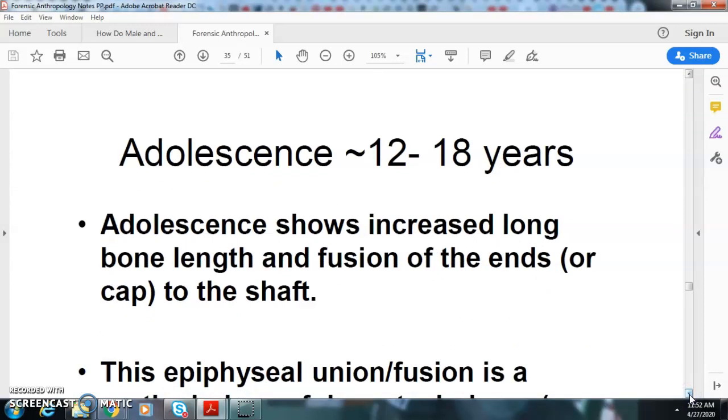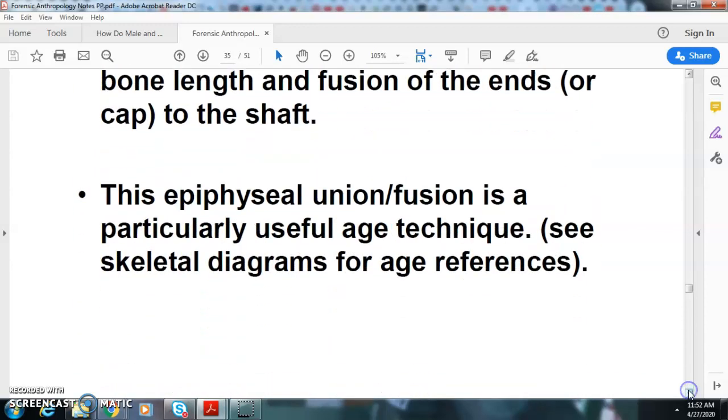All right, as you probably already know, because you're in adolescence, you get a lot more long bone length and fusion, especially you guys. Us girls, we tend to be done between 14 and 15, but guys tend to keep going for a while. It's a very useful age technique.